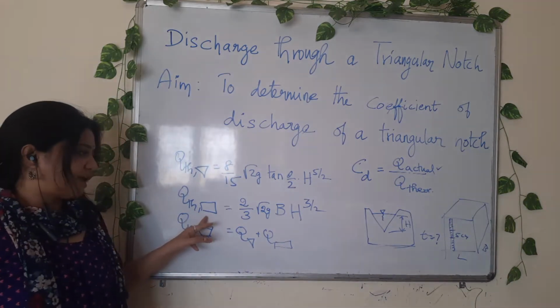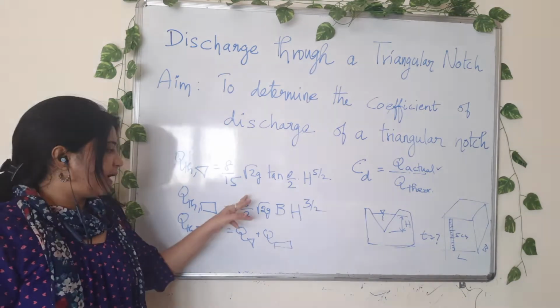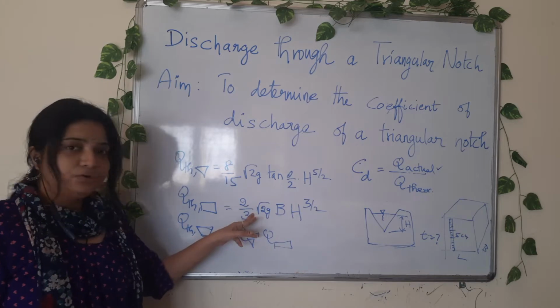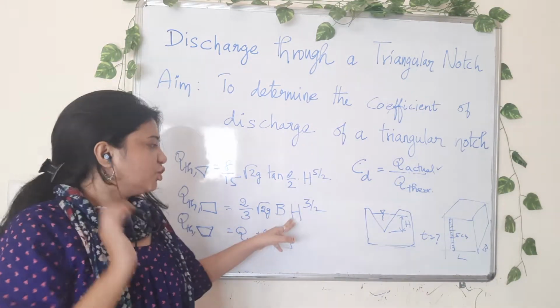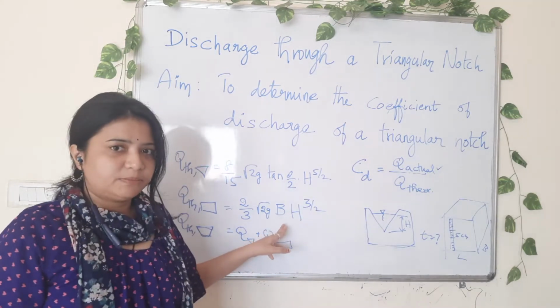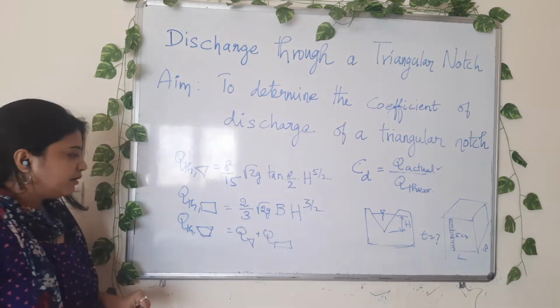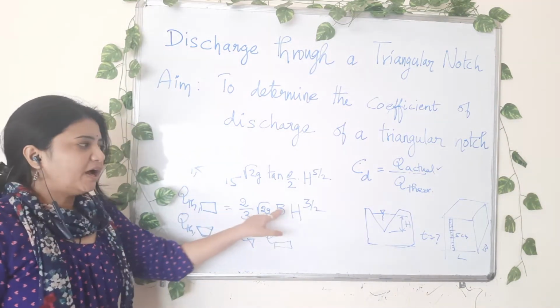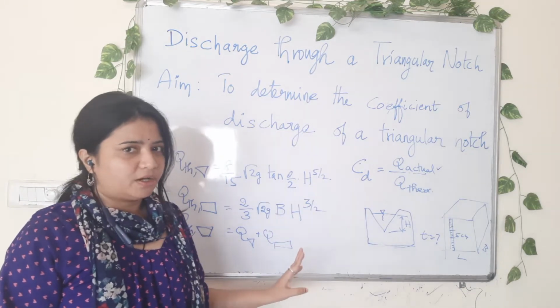So, in case of a rectangular notch, it is given by this formula: 2/3 into root over 2g into capital B into h to the power of 3/2, where B is nothing but the breadth of the tank. And we have h with us, so this also can be conveniently found out, and the actual discharge will follow the same formula.